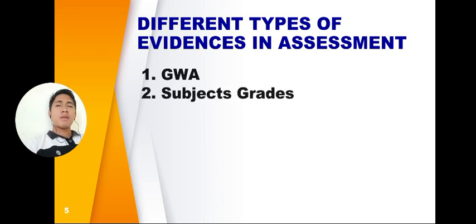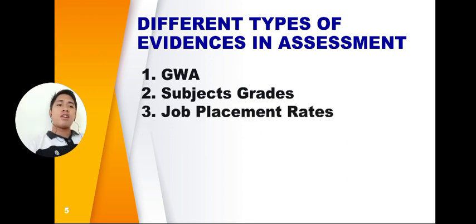Second, we also have the subject grades. If you look deeper at each subject, you can see which subject this student really excelled in. You just need to look at every subject. Third, we have the job placement rates. This is usually done by researchers in universities and colleges.